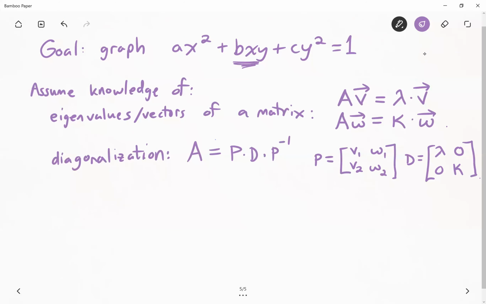And it turns out you can check just by multiplying it out that if you have eigenvalues and eigenvectors, as shown here, you can diagonalize the matrix. You can write it in this format.